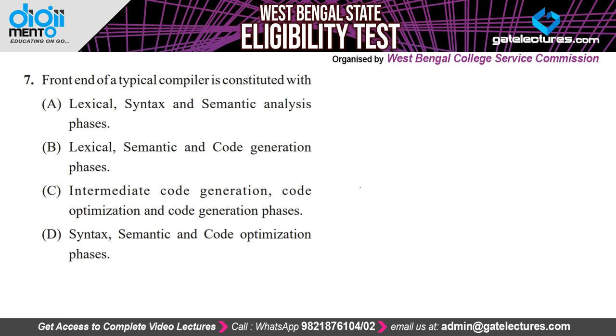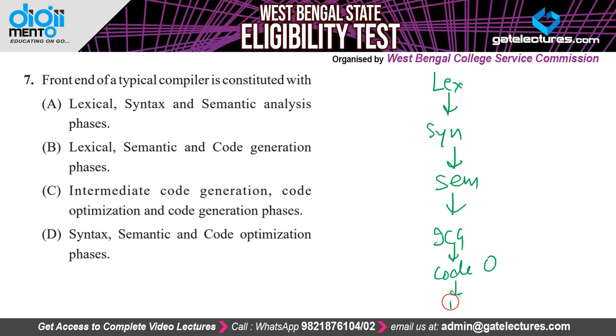in the comment section. Now question number 7, they are saying the front end of the typical compiler is constituted of which of the following? See, what are the phases of a compiler? One is the lexical analyzer, the second phase is the syntax analyzer, the third phase is the semantic analyzer, the fourth phase is intermediate code generation, the fifth phase is the code optimizer, then target code generation, and finally we get an assembly language program. Now option A is lexical analyzer, syntax and semantic analyzer phases. Lexical, syntax and semantic, they are correct. These are the first three phases.